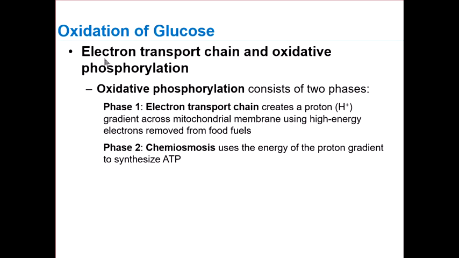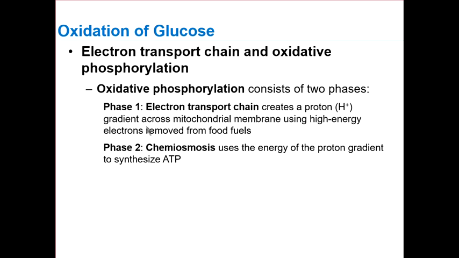In this video, finally, we can go through the electron transport chain and oxidative phosphorylation. Oxidative phosphorylation consists of two phases. We're going to look at some pictures in order to learn this, but phase one is the electron transport chain. That's where we create a gradient across the mitochondrial membrane.